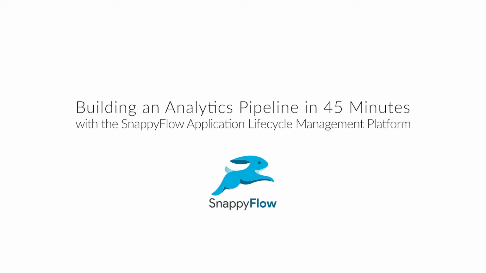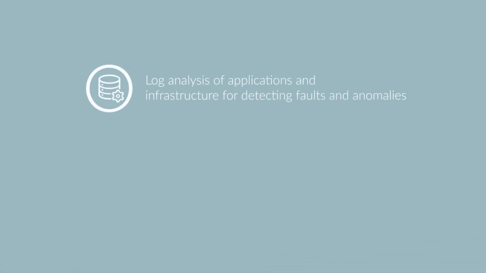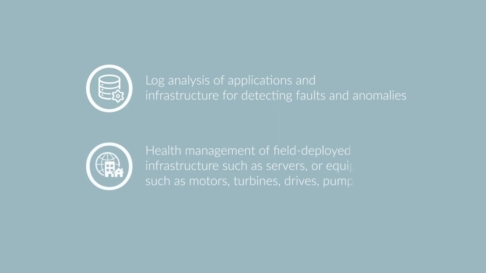Users are increasingly building analytics and reporting pipelines using Elasticsearch and Kafka with an overlay of microservices applications. Some of the use cases driving the adoption of such pipelines include log analysis of applications and infrastructure for detecting faults and anomalies, and health management of field-deployed infrastructure such as servers or equipment such as motors, turbines, drives, pumps, etc.